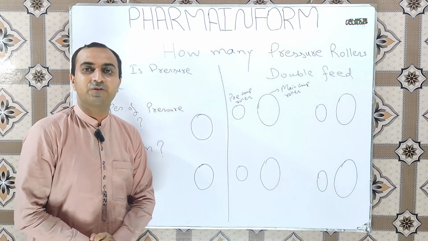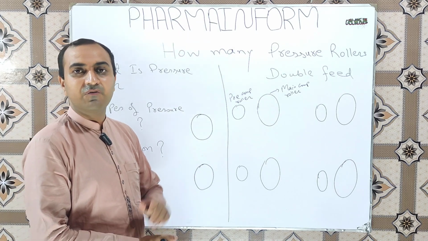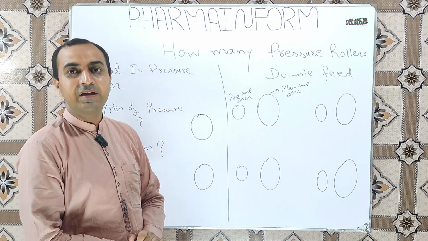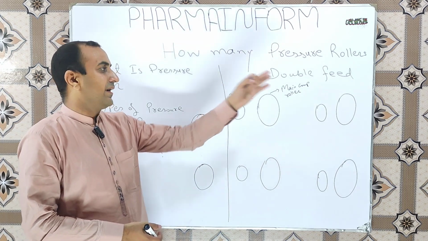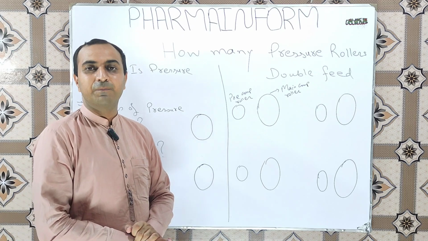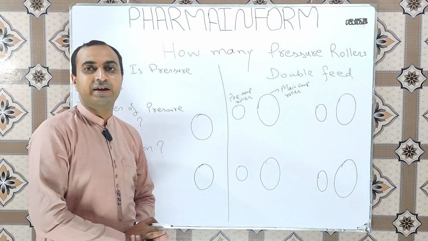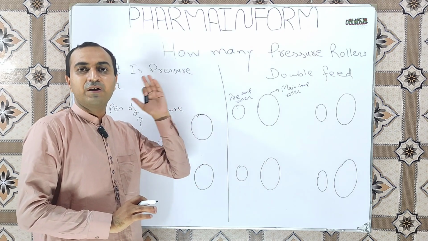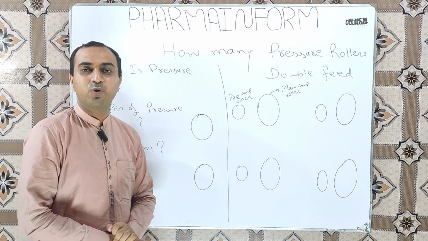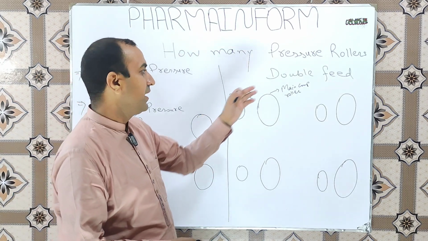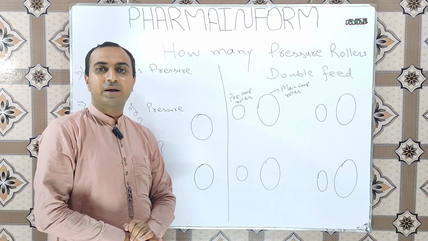For a brief overview, in a single feed compression machine, each punch compresses one tablet during one revolution. It means during 1 rpm one tablet is compressed by each punch, and in double feed two tablets are compressed by each punch during 1 rpm. And to understand the easy sign of single feed and double feed, for single feed only one hopper is installed on the compression machine, and for double feed two hoppers are installed on the compression machine.